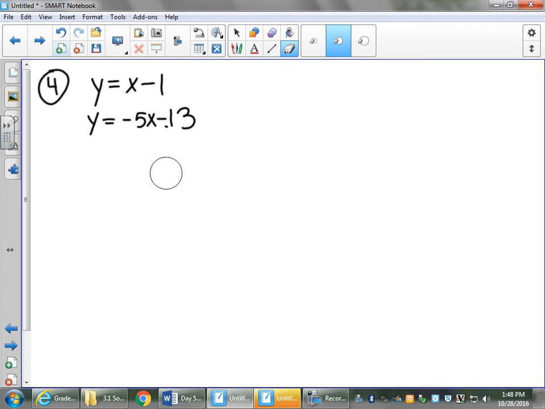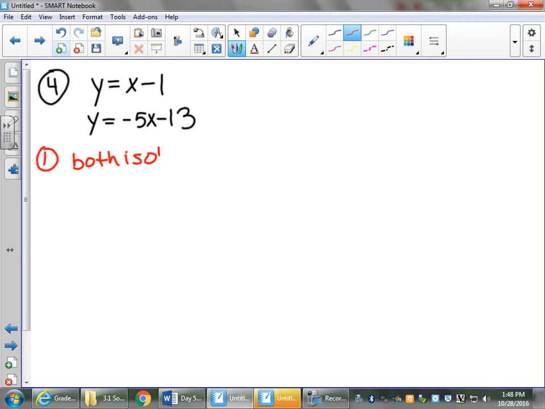Not 0.13. Now it looks like 0.13. All right. So for step 1, isolate. They already are both isolated. I personally think these are the easiest of all of them when the y values are both isolated in both equations. I'm going to jump right to step 2.